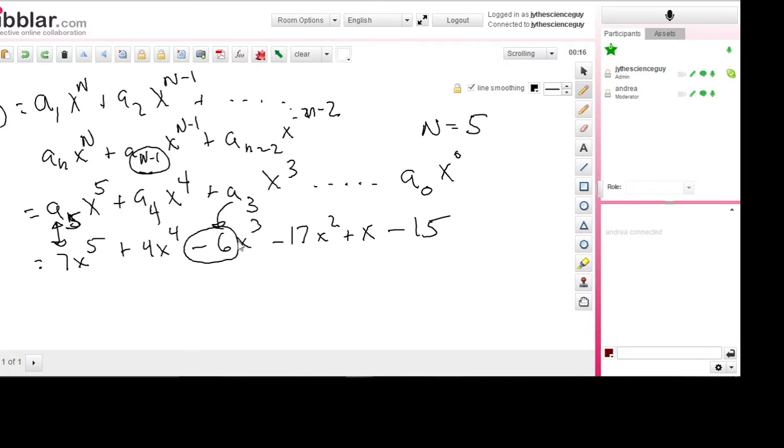What would a to the 0 be equal to? It looks like it would be 0 or 1. No. This part is 1. So it's like I'm taking 15 times 1. So what would a to the 0 be equal to? Negative 15. Do you see it now?